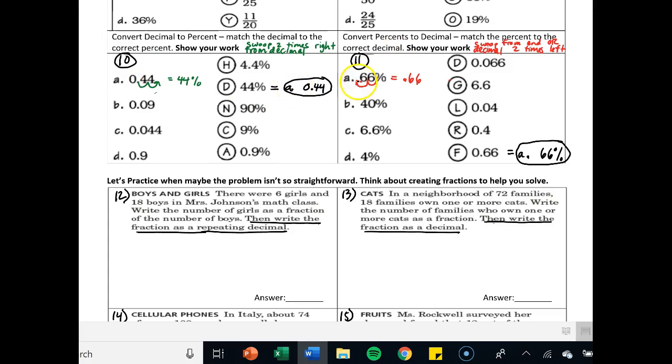And in 11, you do the opposite. So you take a percentage, start from the end of the percent, or if there's a decimal in the problem, you start from the decimal. So I can see you'll start from that decimal point right there. You swoop 2 times to the left. So 66% is equal to 0.66, right? So you'll take care of the rest.